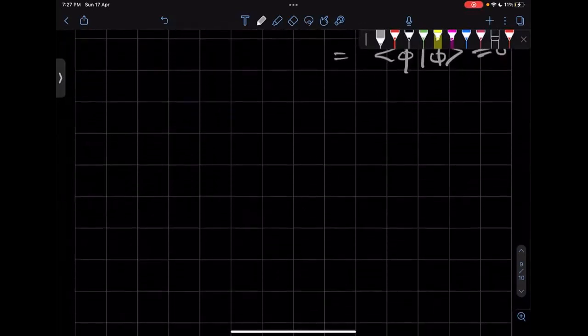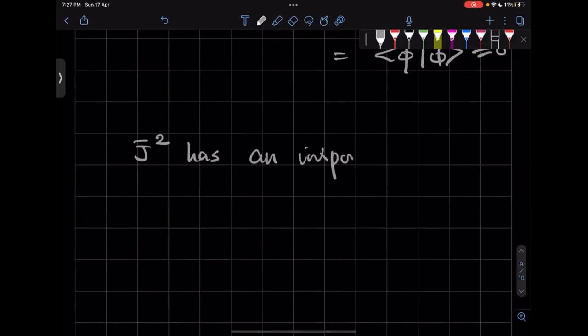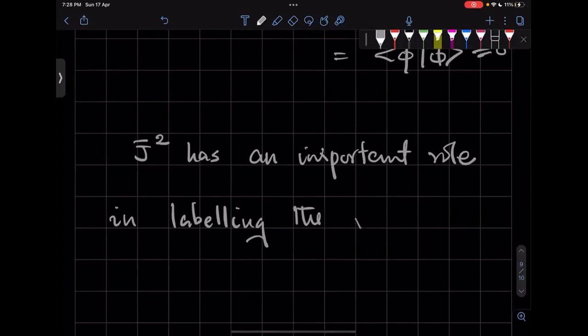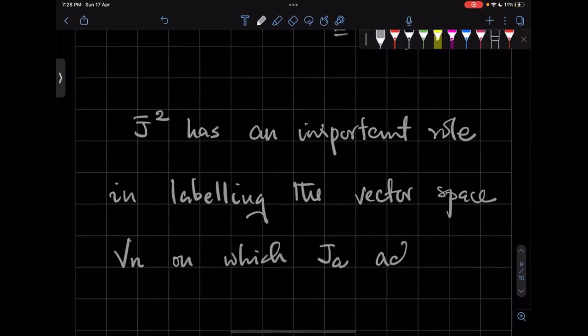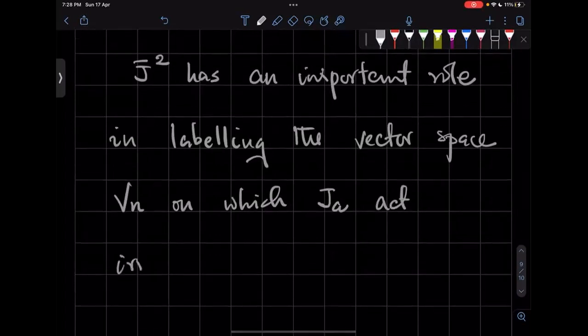Okay, let's come back to J squared. Now, J squared has an important role in labeling the vector space V_n, on which, say, J_A, J1, J2, and J3 act irreducibly.